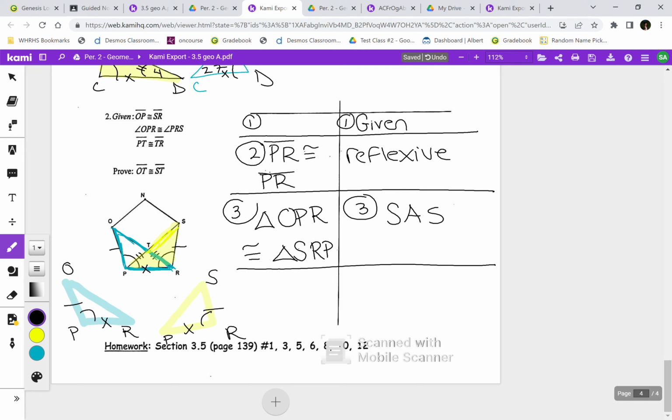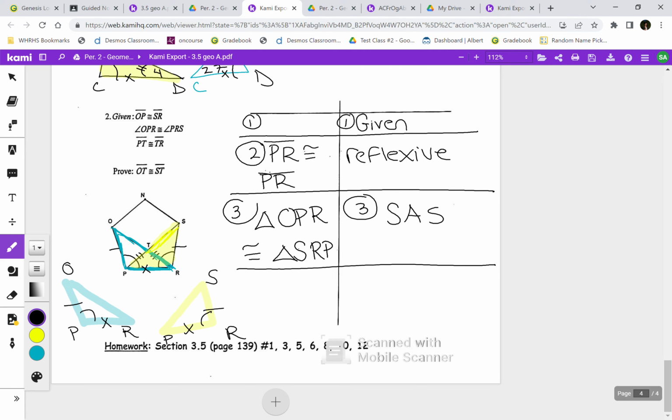Can I CPCTC OT and ST? I see everyone shaking their heads no. Why am I not allowed to say OT is congruent to ST and the reason CPCTC? Connor, why no? Because they're just meeting in the middle of the arc. Yeah, they're not full sides. If they're not full sides, we can't CPCTC them.